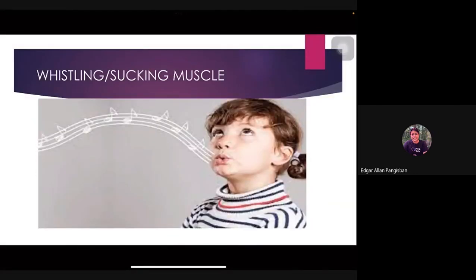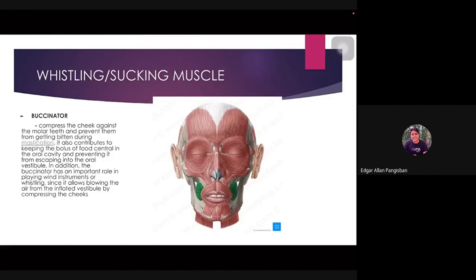We also have a whistling or sucking muscle. Those playing wind instruments like your saxophone, trombone, clarinet, or flute, yung mga nagpo-flute, and you're using it for whistling, anong muscle yun? We have your buccinator. It compresses the cheek against the molar teeth and prevents them from getting bitten during mastication. It also contributes to keeping the bolus of food central in the oral cavity and preventing it from escaping into the oral vestibule. It has an important role in playing wind instruments. It allows blowing the air from the inflated vestibule by compressing the cheek. So that is your buccinator.